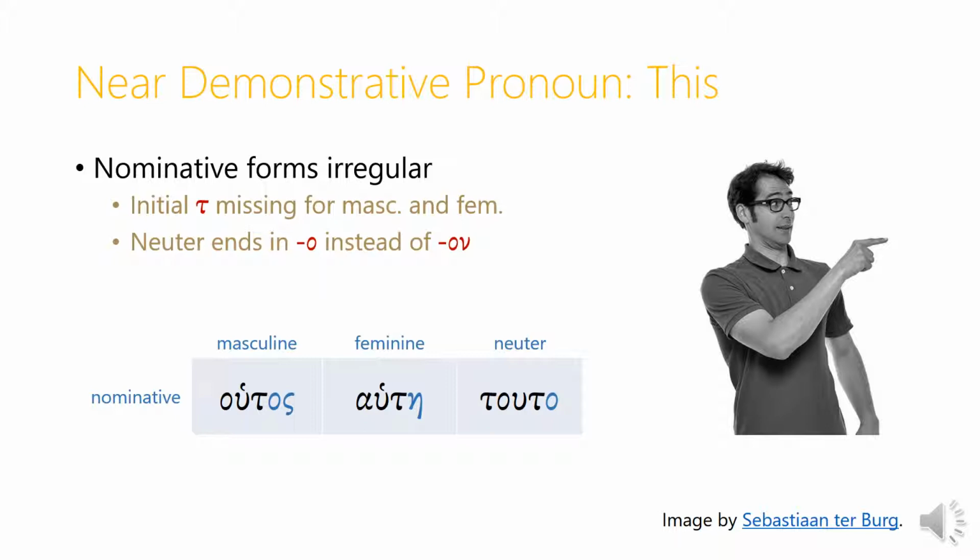And notice with the neuter form that whereas in nouns, the neuter nominative singular noun ending would normally be on, right? In pronouns, it tends not to be on. The nu tends to drop off, and it's just o. Again, why? Probably just because the word was used so much.